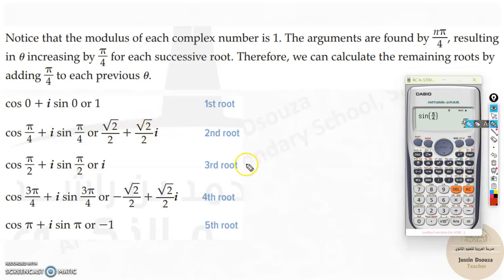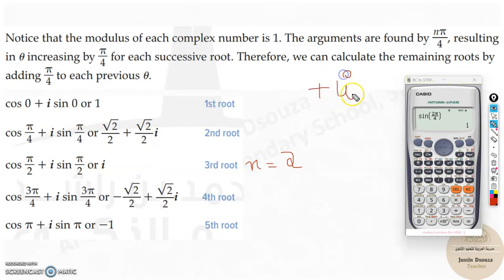Now, what is the n value for the third root? When it is the third root, n is 2. So let's substitute over here. Now we will do it for sine because sine is already there. 2n is 2 pi by 4. What about the answer? It's 1. So this is 1, yes. So now we will have plus 1i.